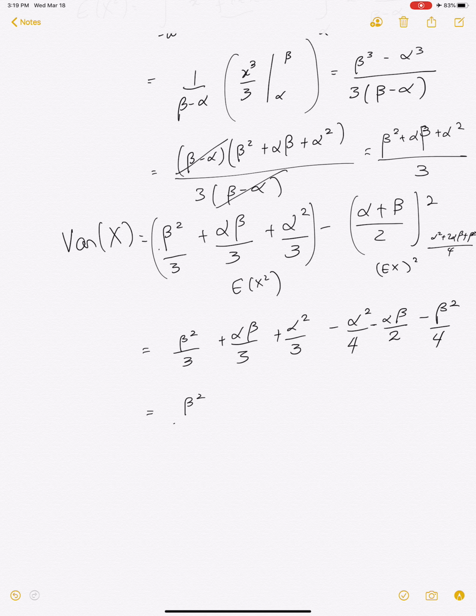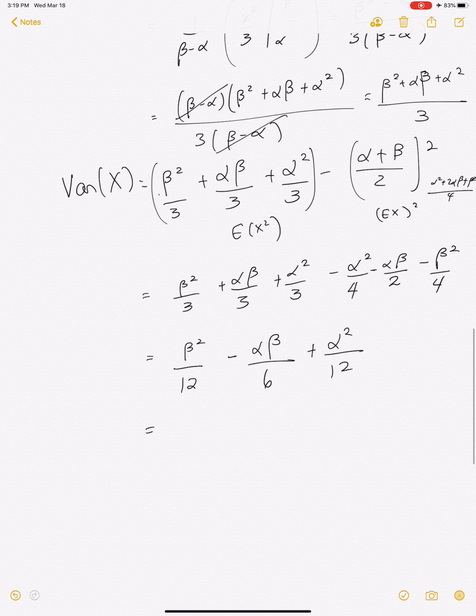Okay, so you'll have beta squared over 12 minus alpha beta over 6 plus alpha squared over 12. And that is exactly 1 over 12 times (beta squared minus 2 alpha beta plus alpha squared). So that is (beta minus alpha) whole squared over 12. And you remember in the situation when the interval was 0 to 1, we had 1 over 12. So that's (1 minus 0) squared over 12. So this is the variance of a uniform random variable.